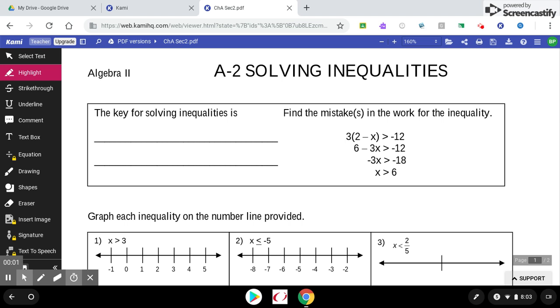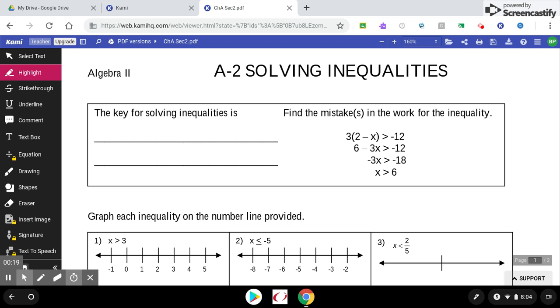Hey guys, this is Chapter A, Section 2, Inequality Solving. So let's take a look at this top box up here. Essentially, inequalities are solved exactly like equations with one huge difference. And people forget this all the time, so let's see if we can't commit this to memory.